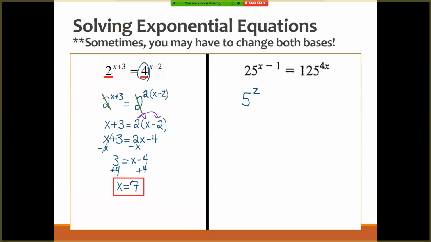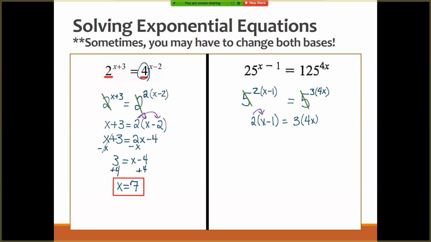5 squared is 25. But then I have to think, can I rewrite 125 to also be a base of 5? Well, yes. 5 to the third is 125. So then I'm going to keep that. So my new exponents get multiplied with my old ones. The old ones get put in parentheses. Now my bases match. I can cancel them out. And I have 2 times x minus 1 equals 3 times 4x.